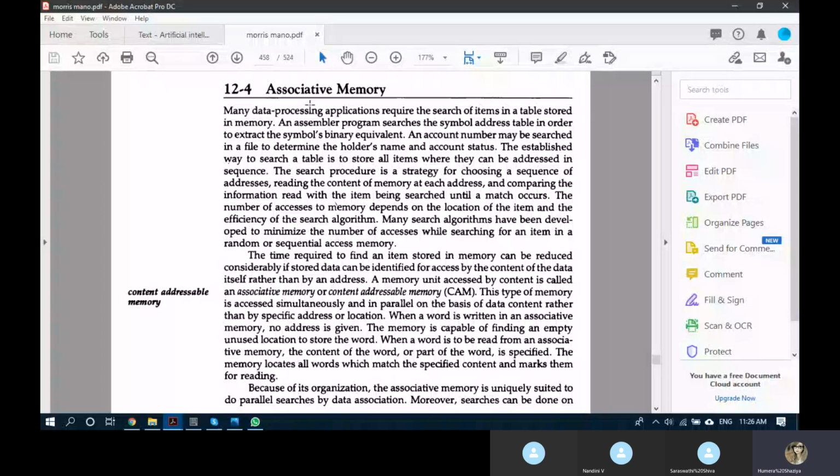Associative memory. Okay, this is a very important concept. Associative memory is also called content addressable memory.